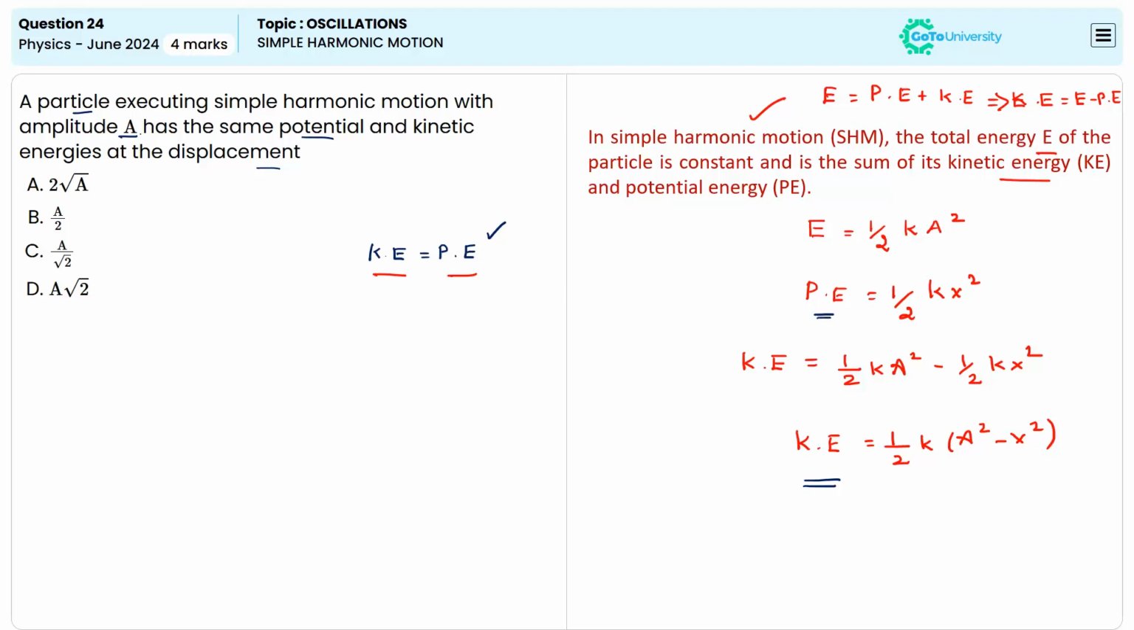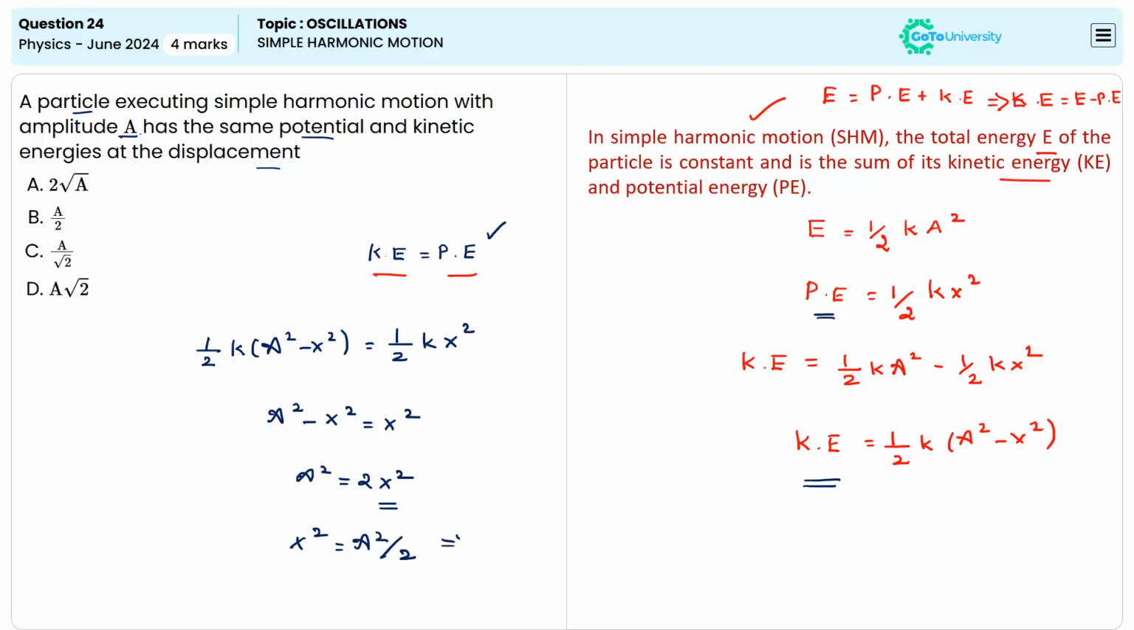So we have the kinetic and potential energy. Let us equalize these values. So half K (a square minus x square) will be equal to half K x square. When we simplify the similar terms, we will get a square minus x square is equal to x square. So here again we can write a square will be equal to 2x square, and here we need the value of displacement x, so we can write x square will be equal to a square divided by 2, and from this we can write x will be equal to a divided by root 2. So the correct answer for this question is option C.